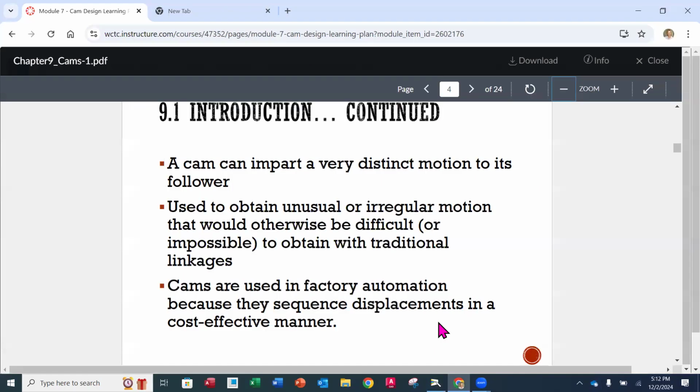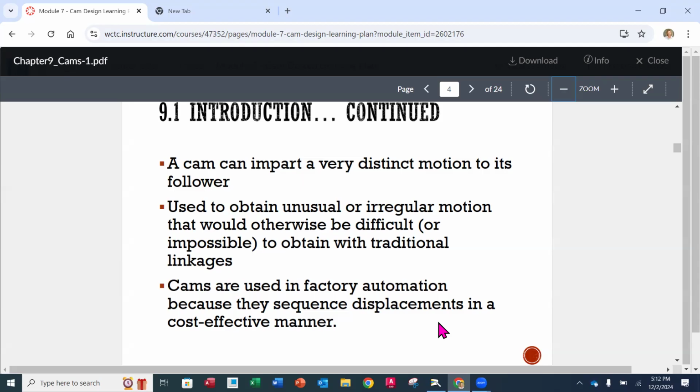Now, cams can impart very distinct motions to a follower. So sometimes we want things to move, sometimes we want them to stay in place, or what we call dwell. Many times we're going to be referring to motion as rise, and then dwells and falls. Okay, so those three are going to be describing what we're going to be doing. And then in that, we're also going to be looking at different types of what we call motion schemes. So how we're actually going to achieve that. So we'll see that as we get started here in the beginnings of this chapter.